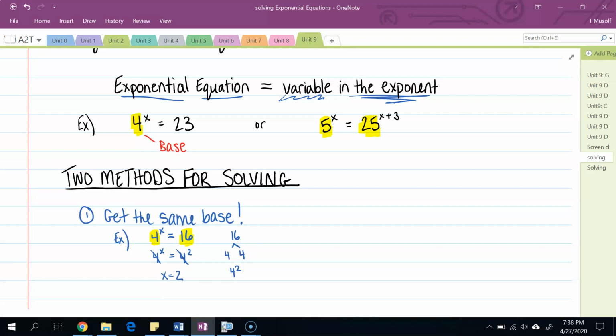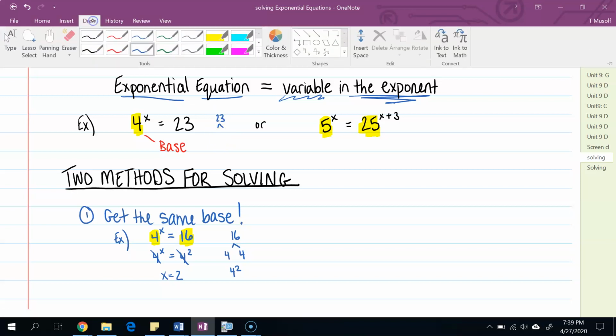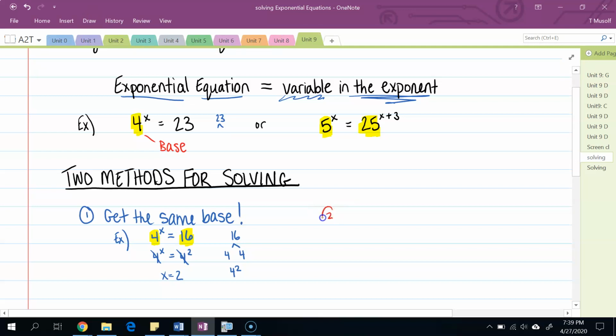Like if you look at the example up here, 4 to the x equals 23. If I were to break down 23, I can't break it down into just 4s, so I can't get them to have the same base. So our second method for solving exponential equations is going to be to use a logarithm. Specifically, we're going to rewrite it as a logarithm.